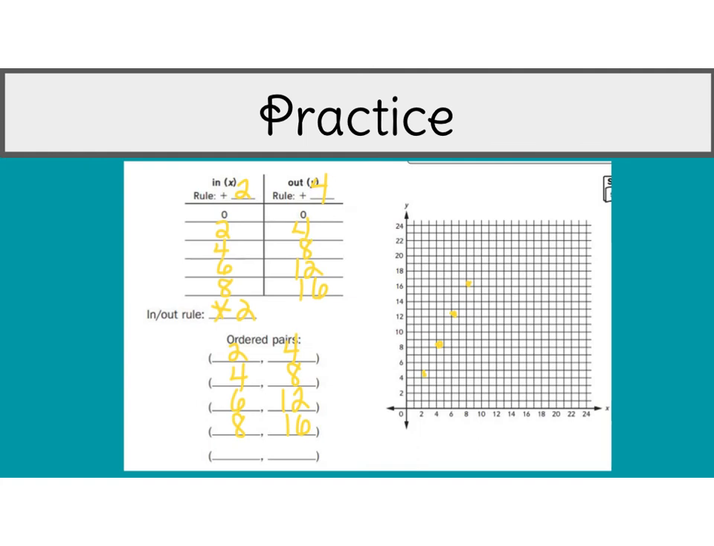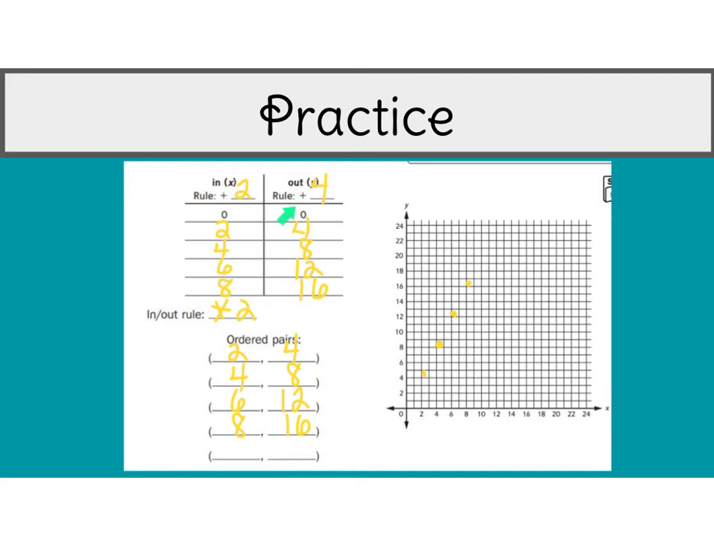All right, so let's do some practice with what this whole lesson is about. So I have an in and out table, but you'll notice that my in and out table has a rule on each side. So my rule is +2 for this side and +4 for this side. So if I take 0 plus 2, I'm going to get 2. 2 plus 2 gives me 4. 4 plus 2 gives me 6. 6 plus 2 gives me 8.